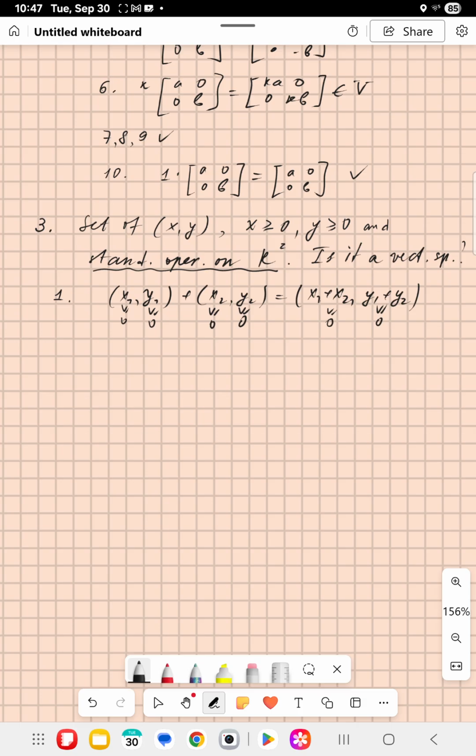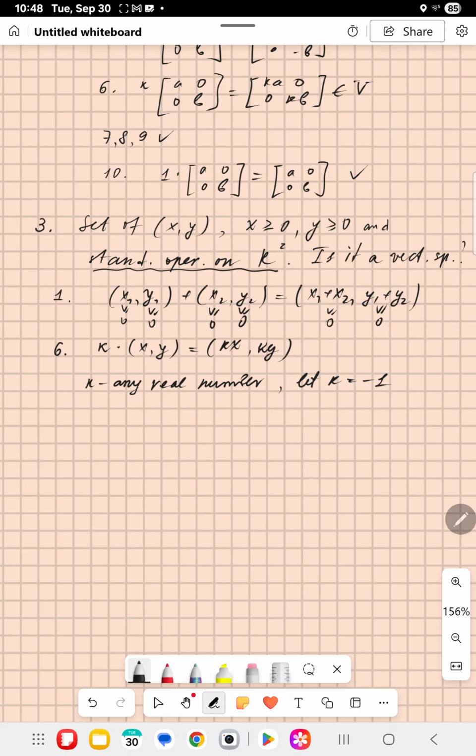Is it going to be closed under scalar multiplication? This is axiom number 6, with an arbitrary scalar. Let's write it down. k times (x, y) is, according to standard operations, supposed to be (kx, ky), right? Now guys, k is any real number, so it's not necessarily positive. It can be, for example, negative. Let k be equal to -1.